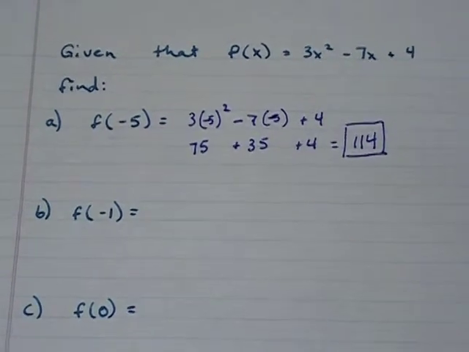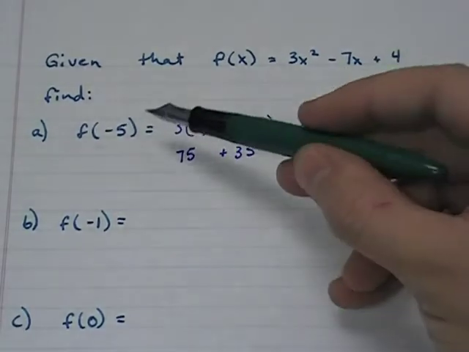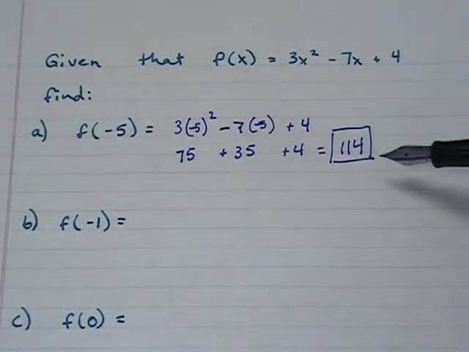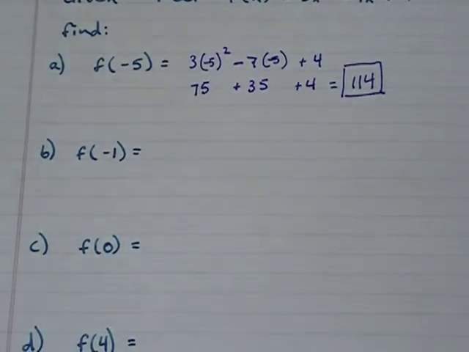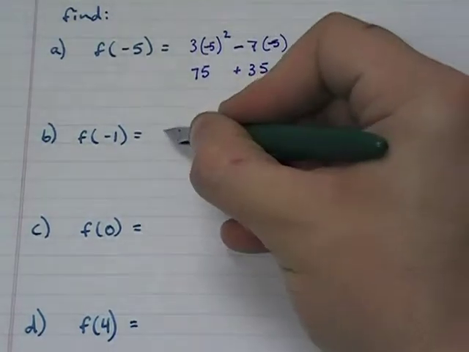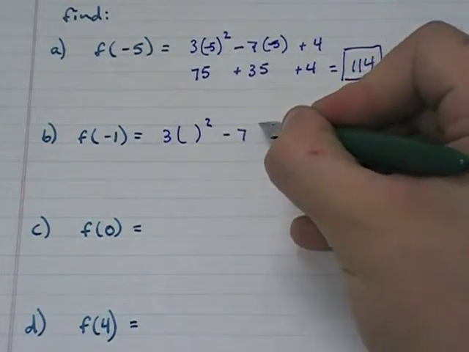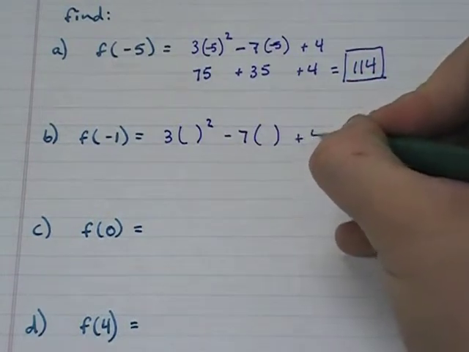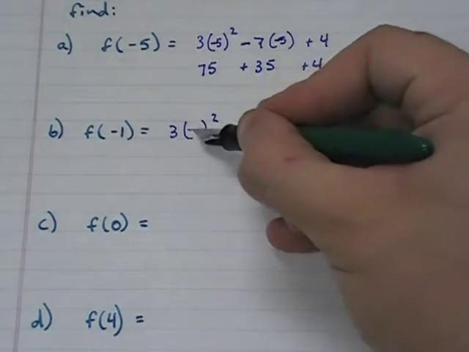Now, what that means is, if you were to graph this function and you went to x equals negative 5, that would be your y value. And we'll do that in just a second. How about f of negative 1? Same thing, rewrite the function 3x squared minus 7x plus 4. And everywhere you have a parentheses, put in negative 1.